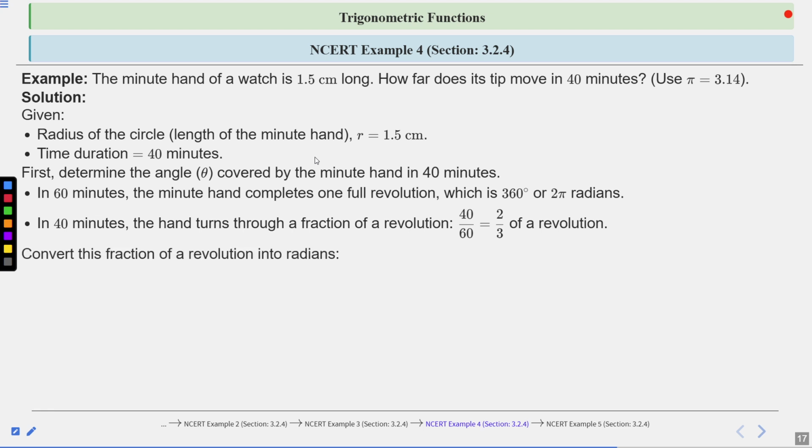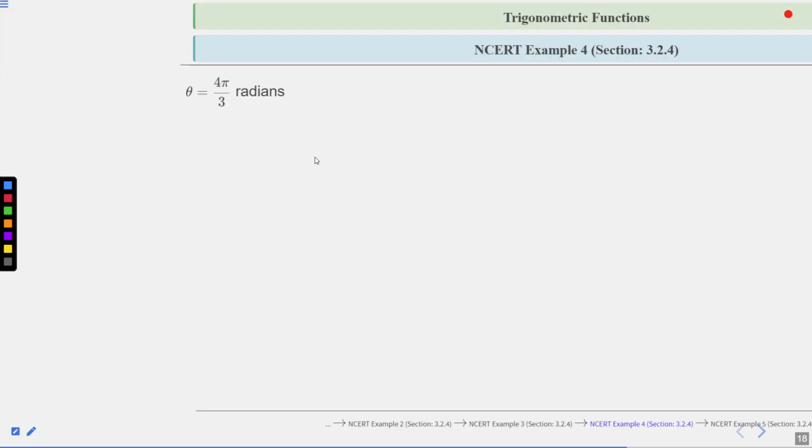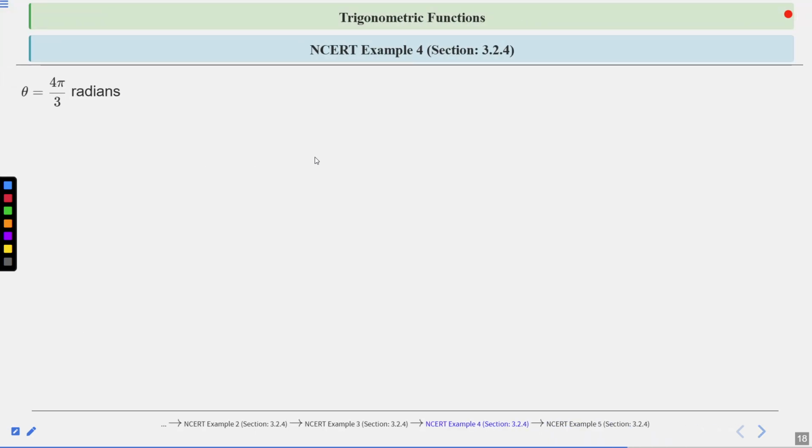Meaning, now you can easily convert this fraction into radians. How? That theta is simply going to be 2 pi by 3 times 2 pi. Simple. So theta is 2 pi by 3 times 2 pi radian. Now continuing. So theta simply becomes what? 4 pi by 3 radians.